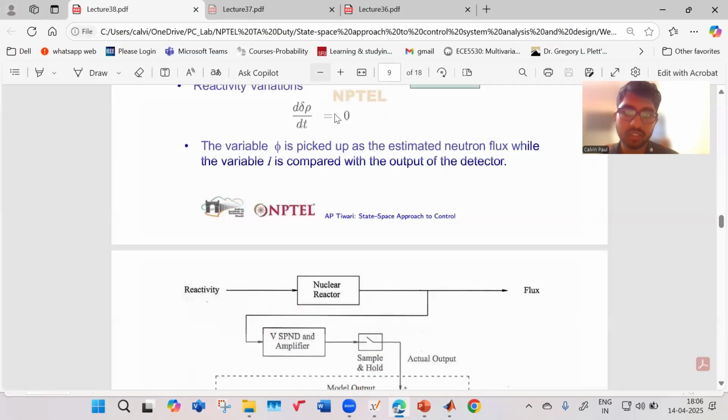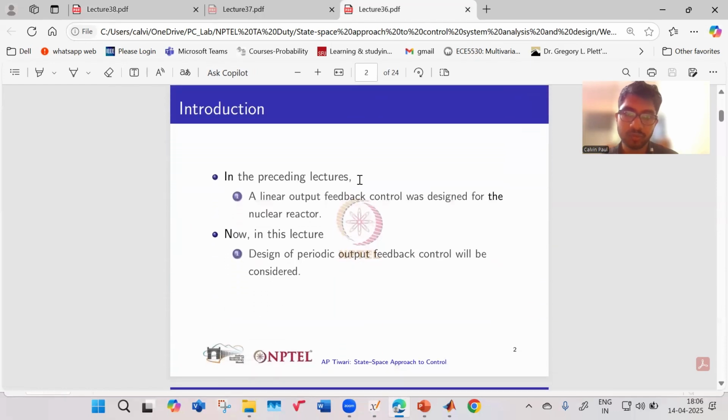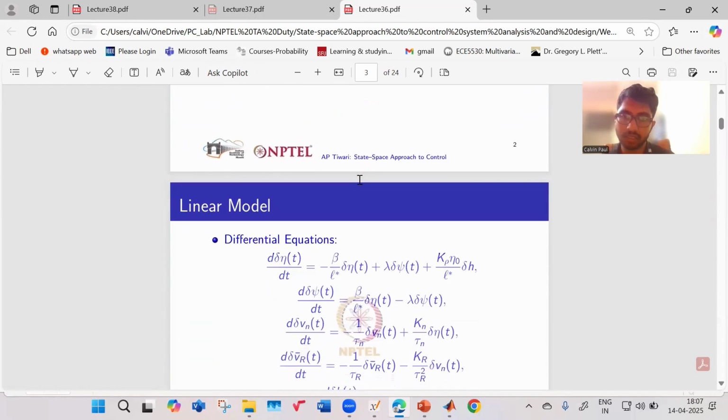Let us go to the first thing, lecture 26. This is periodic output feedback control. Sir has taught linear output feedback control designed for a nuclear reactor, that is just simple output feedback. We did not do state feedback. Now the design of periodic output feedback control will be considered.